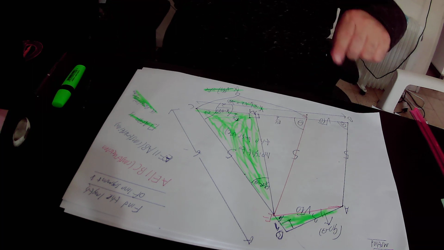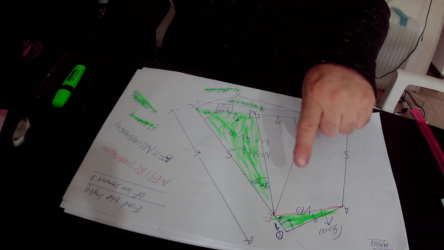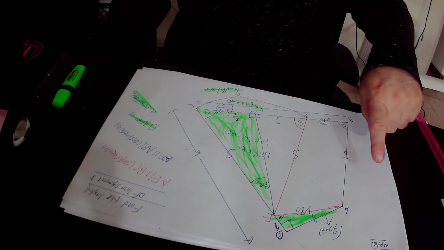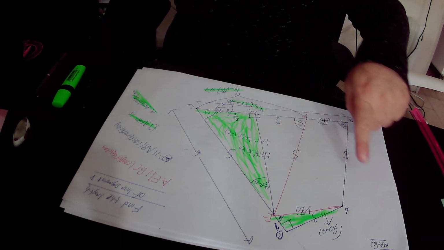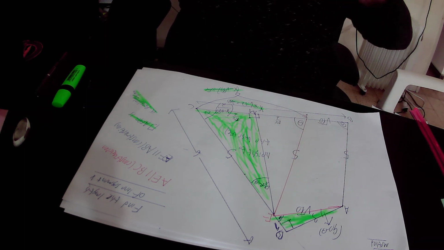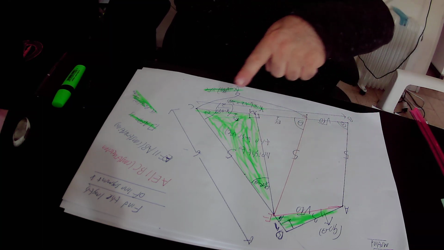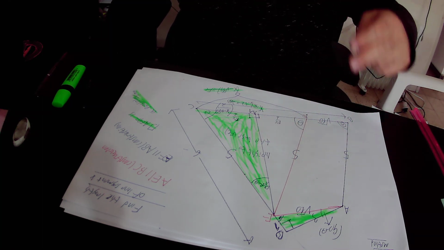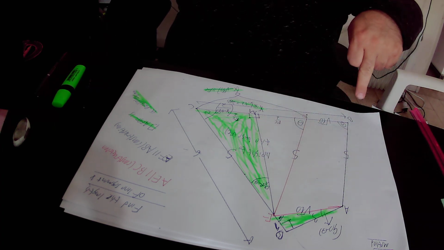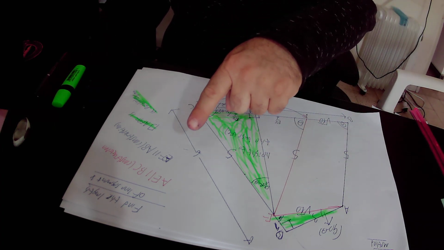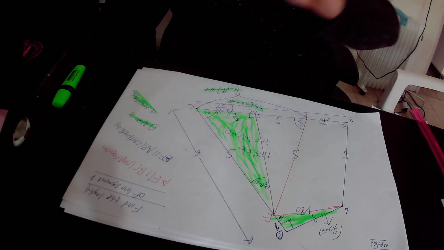Here, from point A, we draw a straight line on DC in such a way that AE will be parallel to BC. Again, AE is parallel to BC according to our construction.